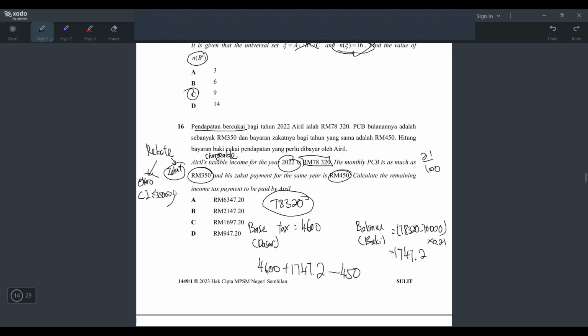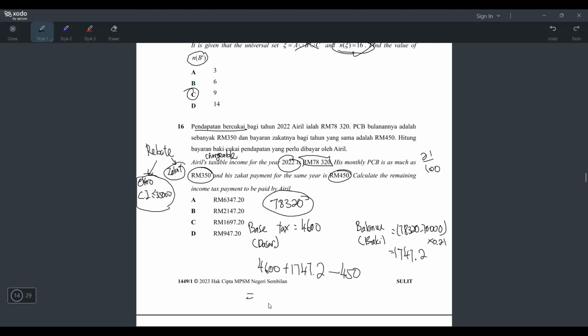But what about this rebate? Is this person eligible for this 400 rebate? The answer is no, because the chargeable income is 78320. You can only get the rebate 400 when your chargeable income is less than or sama dengan 35,000. So if one day the chargeable income is less than 35,000, you remember to minus the 400 here, in the last step. But since this guy's chargeable income is already more than 35,000, the only rebate he will get is the zakat, which is 450. Right? So we press all this, then we will get the answer: 4600 plus 1747.2 minus 450. So what is your cukai perlu dibayar? What is your payable income tax?